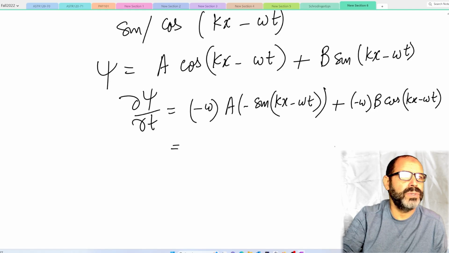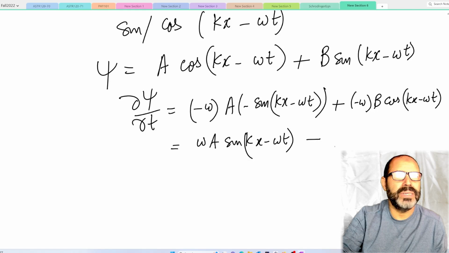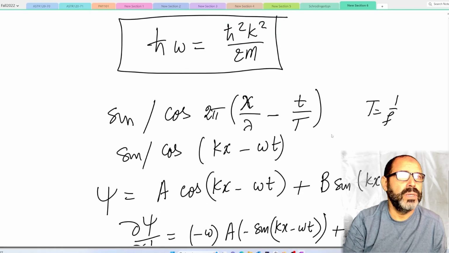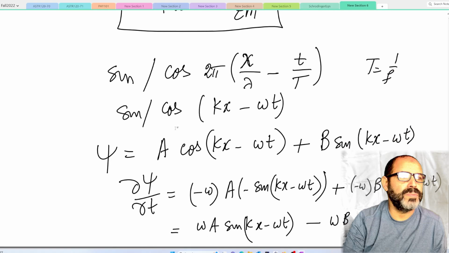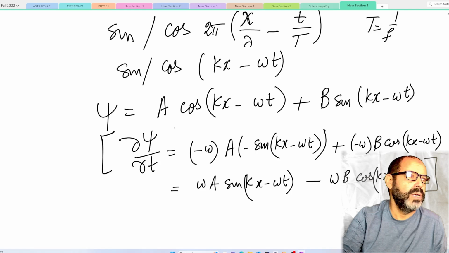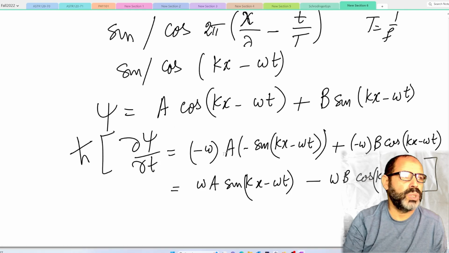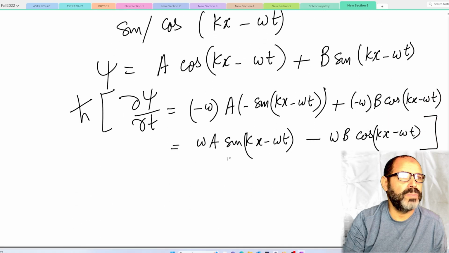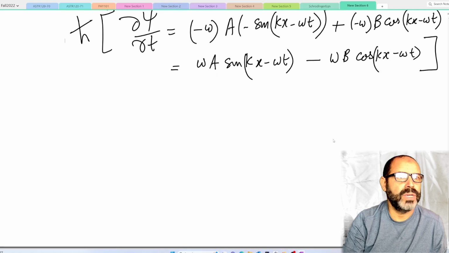Minus times minus is a plus, so I have an omega a times a sine of kx minus omega t, and I have a minus in here, omega times b, cosine of kx minus omega t. So this is almost that side. I have an omega. All I have to do is multiply this expression by h bar, and we're in business. So basically all I have to do is take this expression and multiply it by h bar at some point, not now, because I want h bar omega. So I have h bar omega in here, and I have an h bar omega in the second term.